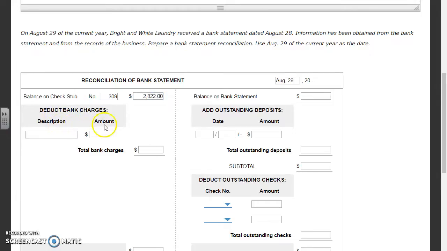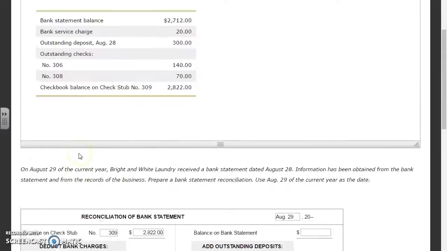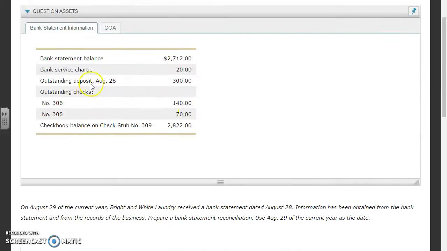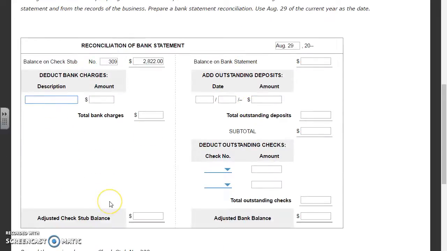Next thing, it says deduct any bank charges. Description would be things like service charges, etc. So we're going to look up here and see if we have any bank charges. And we do. We have a bank service charge, and that service charge was for $20. So we're going to come back down, and we're going to write in service charge, and the amount was for $20. We didn't have any other charges. We're going to deduct this from the amount that we have on our balance, because again, a service charge is taking money away from us. So our new adjusted check stub balance is 2802. And this is the number that we're looking to see over here as well, to see that we have actually reconciled things properly and everything is balancing.